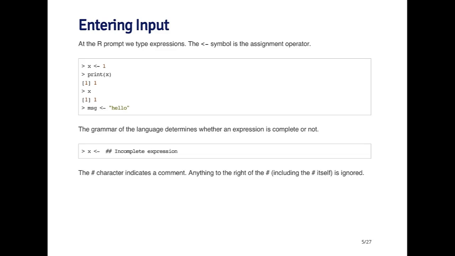The grammar of the language determines whether an expression is syntactically correct or not, or whether it's complete. For example, if I just type x followed by the assignment operator and I don't type anything else, that's not a complete expression. When I hit enter, nothing will happen because it's waiting for the expression to be completed. The other thing I've got here is this hash symbol. It indicates that everything to the right of it is a comment. The R engine will ignore anything to the right of that symbol, so you can put comments or notes to yourself in the code, and R will just ignore those comments.